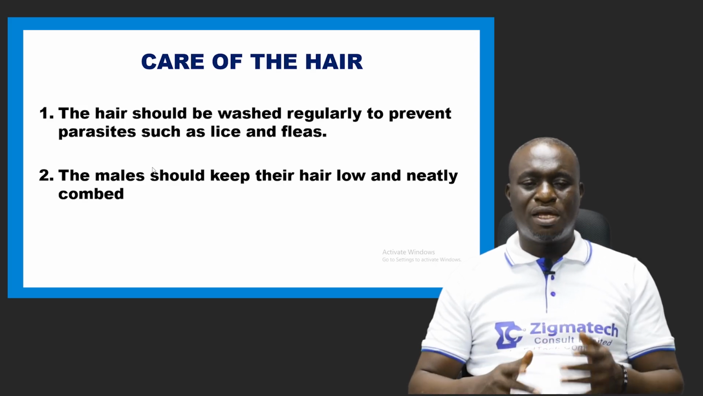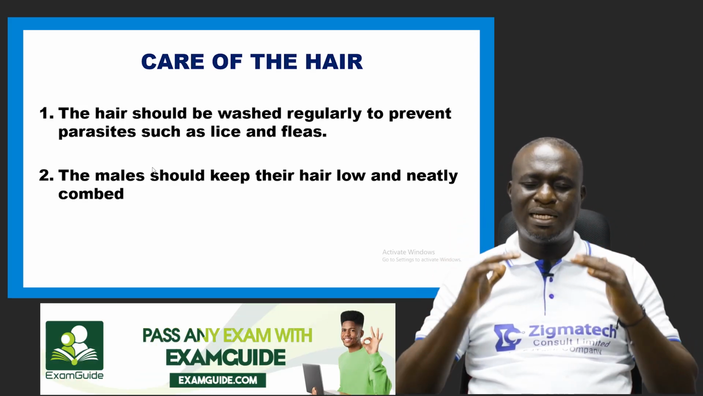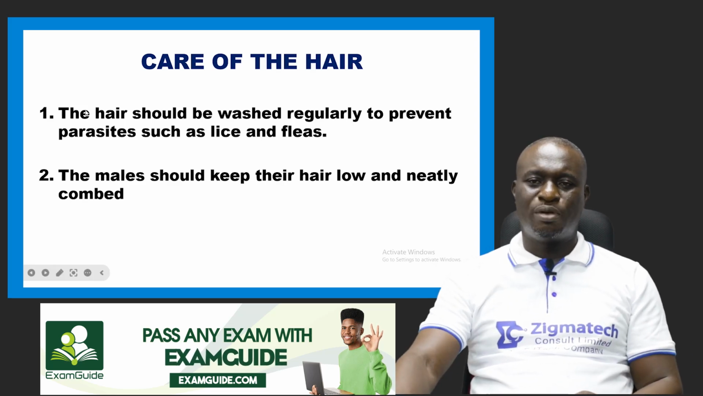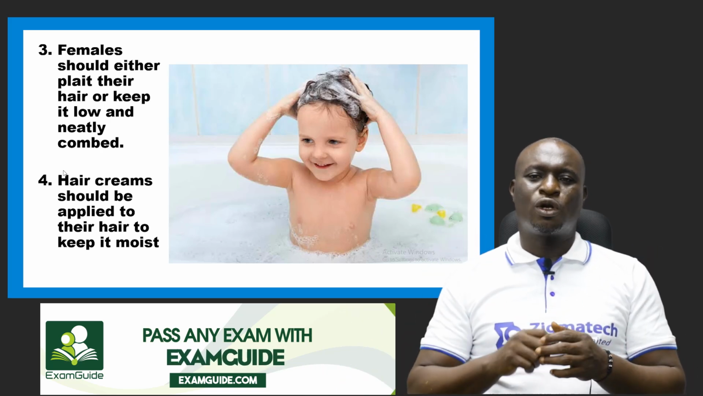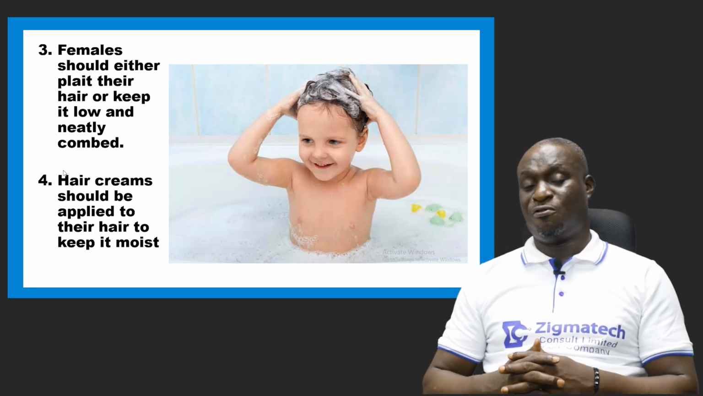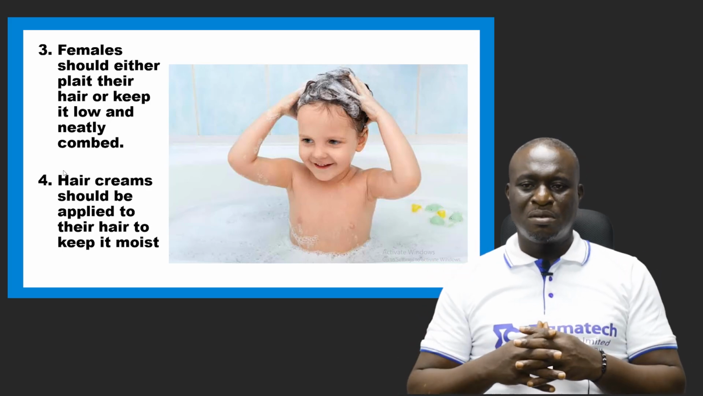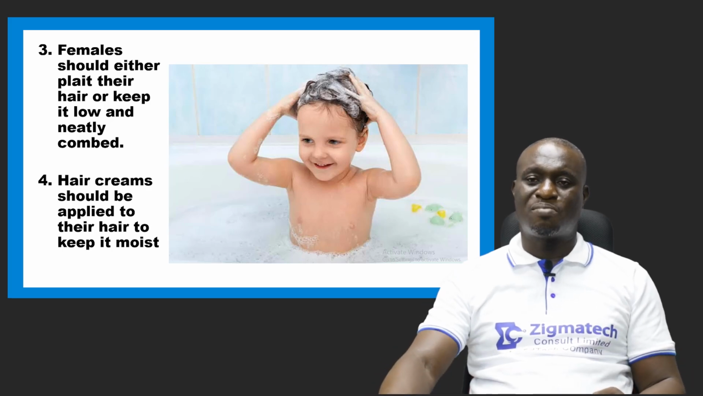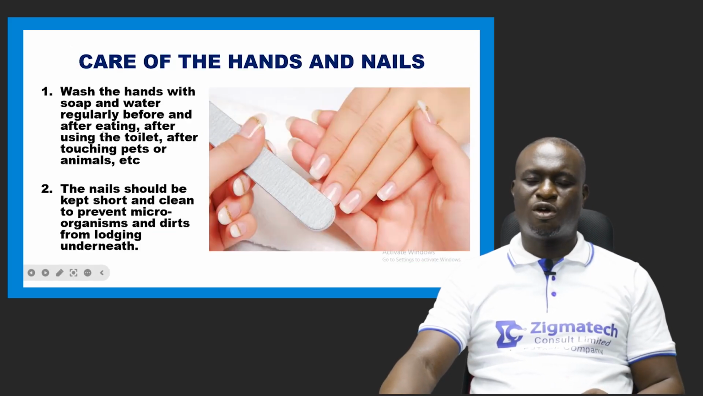Number 2, males, mostly males, and some females still do the same: cut your hair low and neatly comb it. Another way is for females. Females should either plait their hair or keep it low and neatly combed. And the fourth way we can take care of our hair is application of hair creams. You apply hair creams to keep your hair moist and also free from parasites. So these are some of the ways we can take good care of our hair.